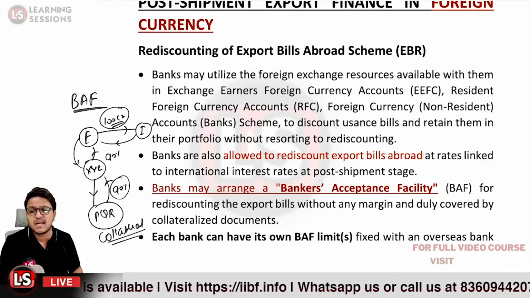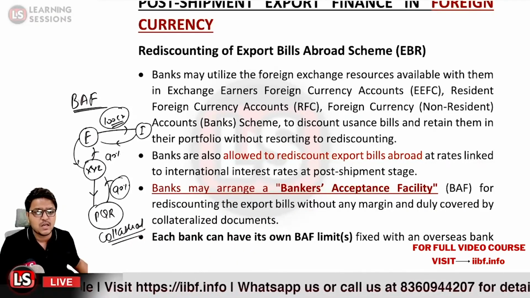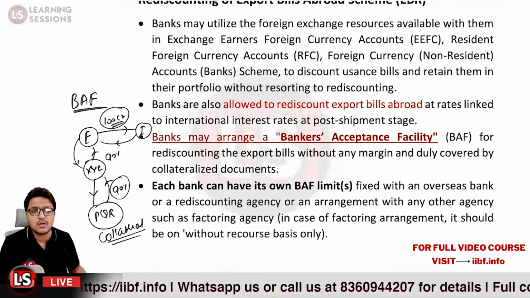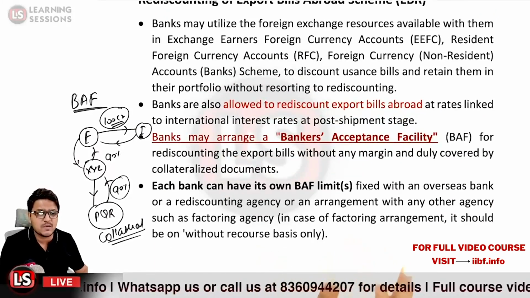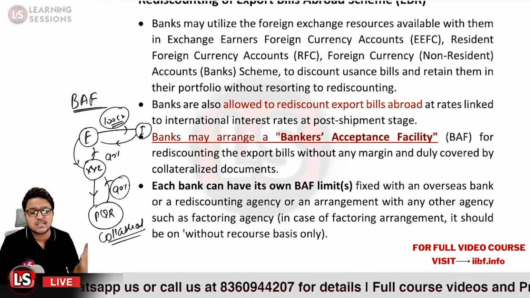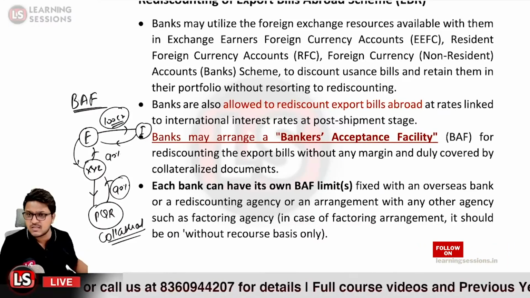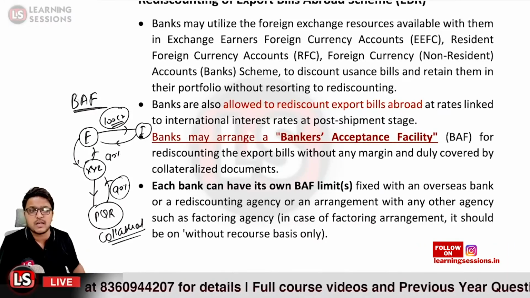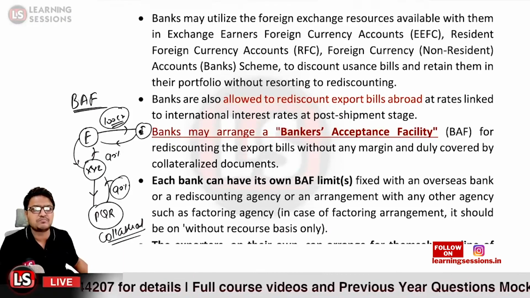So each bank can have its own BF limits fixed with an overseas bank or a rediscounting agency or an arrangement with any other agency such as a factoring agency or some other agency which is outside India. Is that clear?